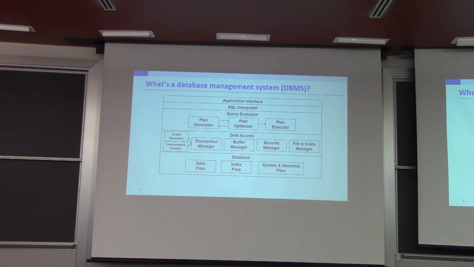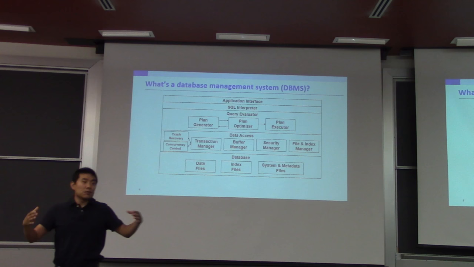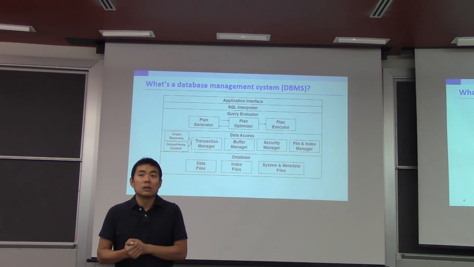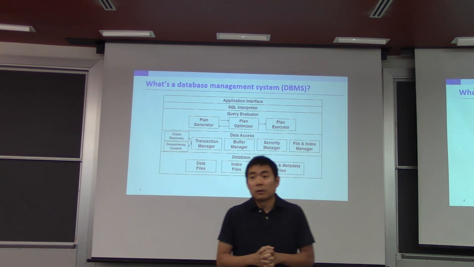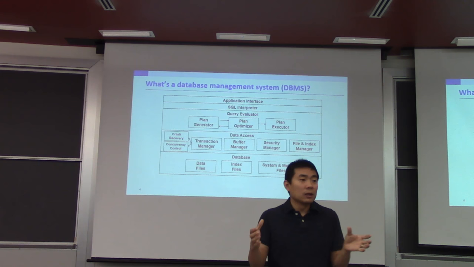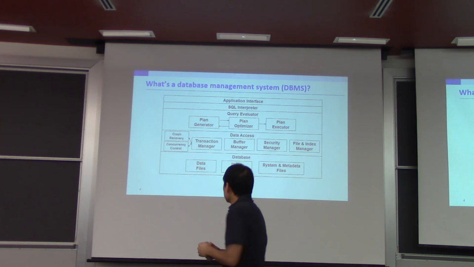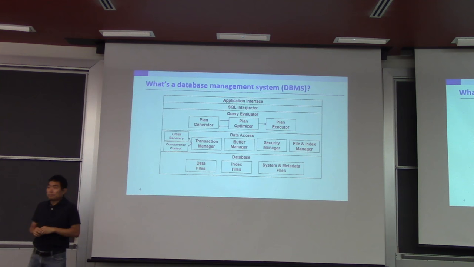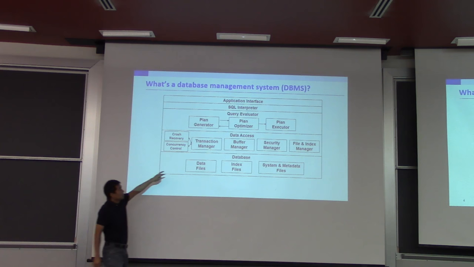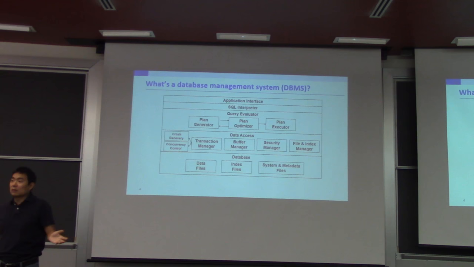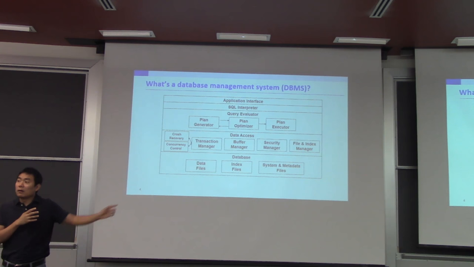Crash recovery is for restoring the state of the database to a consistent state if something goes bad. For example, the system loses power or a node goes down. That's the job of the crash recovery module. The concurrency control module, on the other hand, is responsible for ensuring concurrent access to the database in a valid and correct fashion. And then finally, at the bottom, your database, which is represented by your data files, index files, and system metadata files. Okay? And this whole picture, we will be touching on all these modules, and you will be building many of these modules over the course of this class. Okay? Alright.